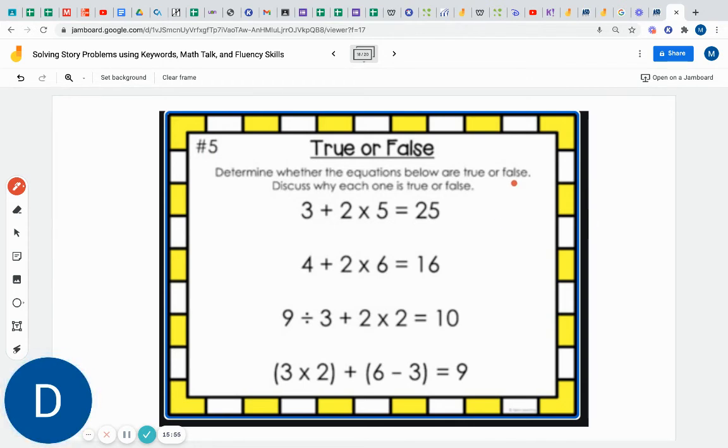Okay, now we're going to do math talk time where we're going to discuss this as a class using our expectations that we've talked about, where everybody is going to show what answers they got, which of these are true, which of these are false, and be able to defend their answers. Have fun. Good job. Let's try our next one.